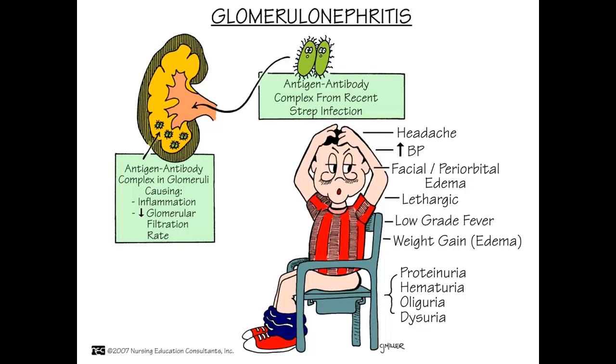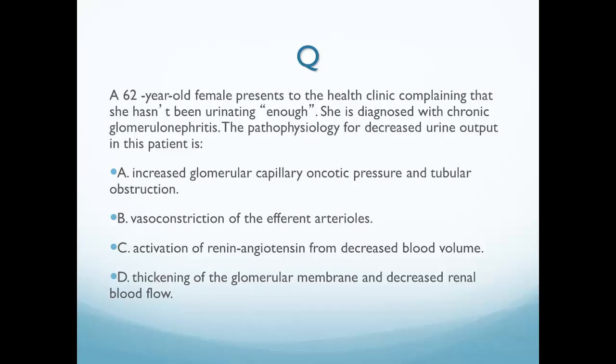Usually the patient presents with elevated blood pressure, so hypertension, and edema. Now, in a 75-year-old patient presenting with those symptoms, we might think it was of cardiac origin. However, if this was a younger patient presenting with those symptoms, we might be able to more closely identify the fact that this could be glomerulonephritis.